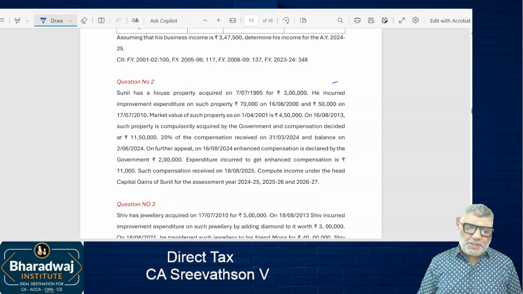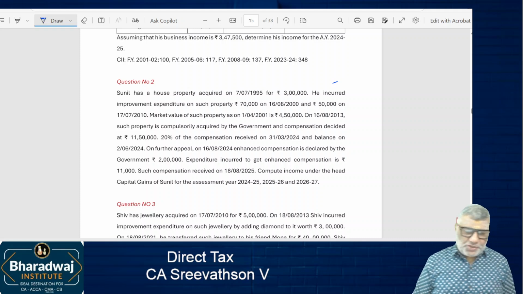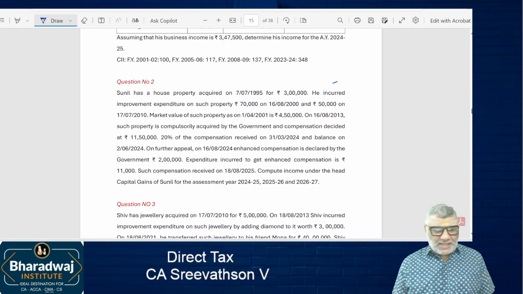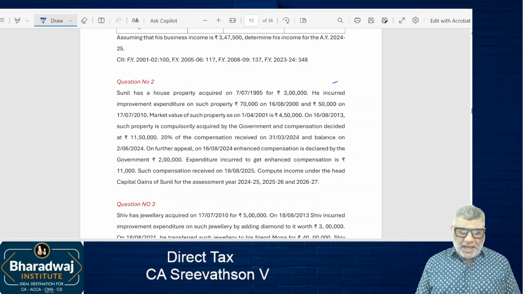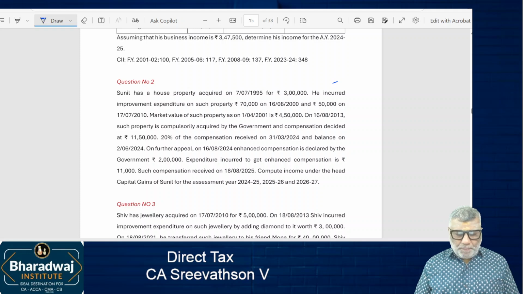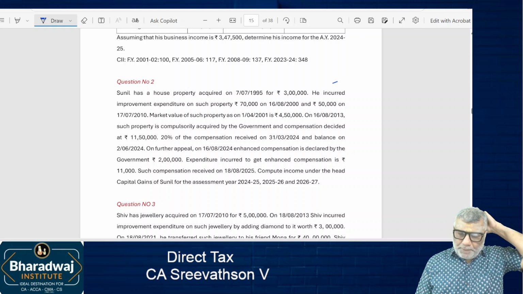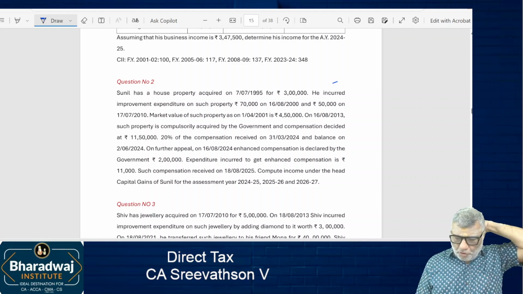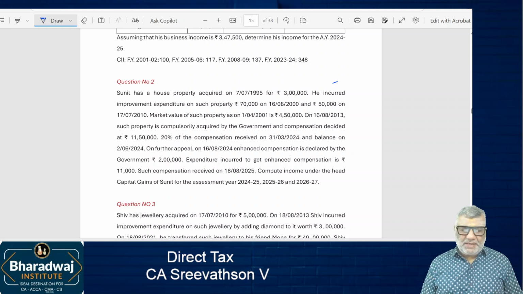20% of the compensation was received now and balance on 2nd June. On further appeal, enhanced compensation 2 lakhs, expenditure incurred for enhanced compensation. Such compensation is received in 25. Compute the income under the head capital gains for assessment years 24-25, 25-26 and 26-27. Read that.